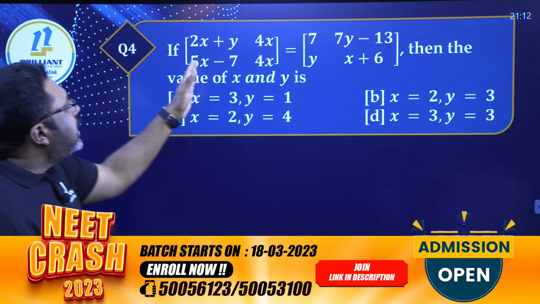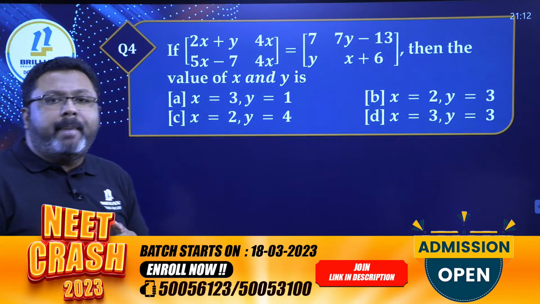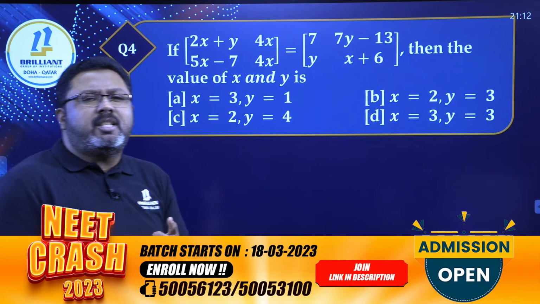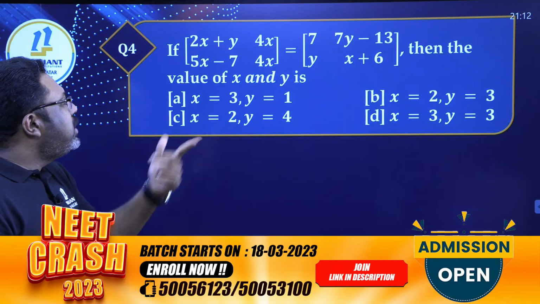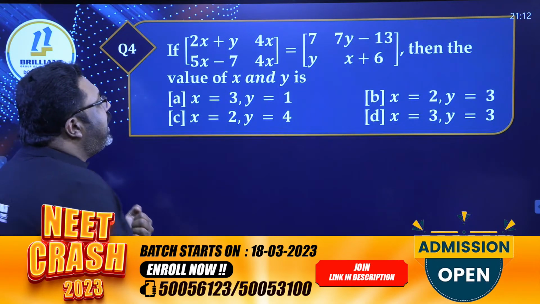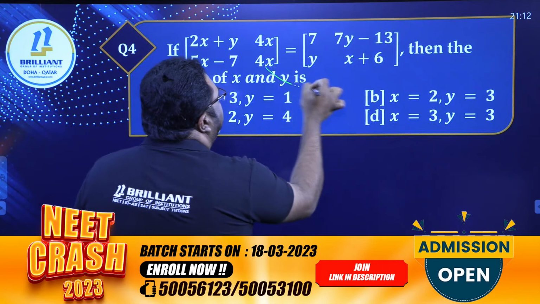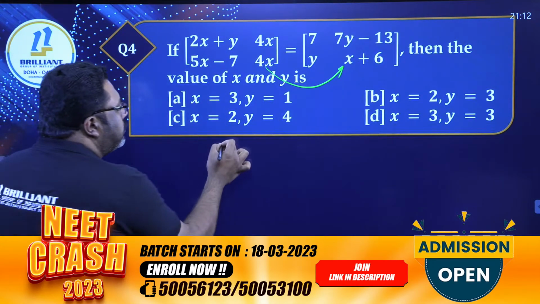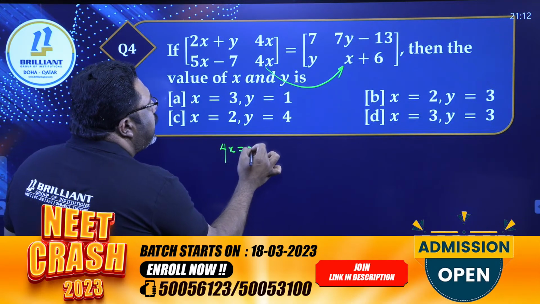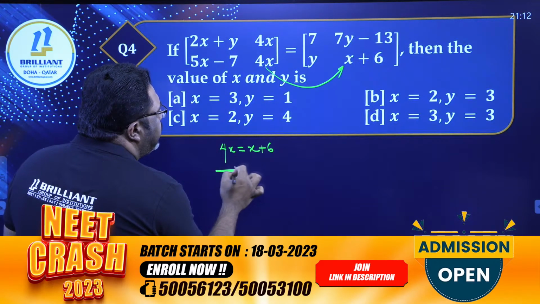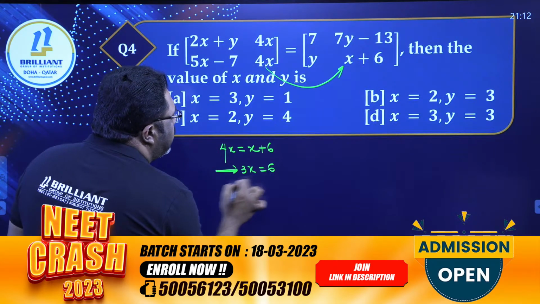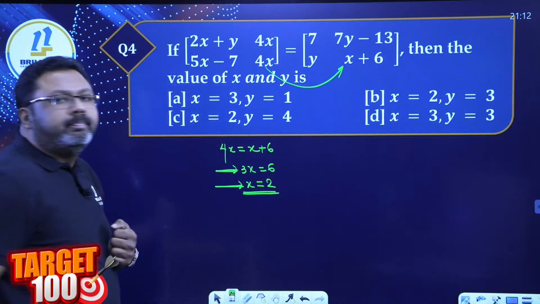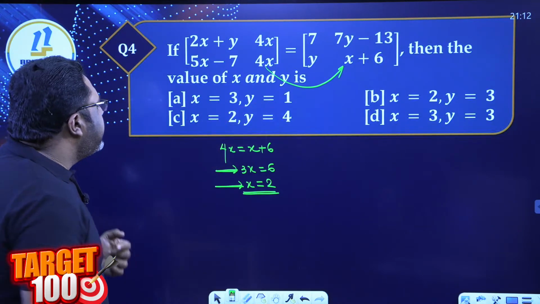Look at this. I'm saying that these two are equal matrices. Two matrices can be equal only if their corresponding elements are equal. So which two elements should be compared so that we can easily get values? Please compare these two. Please compare the last elements. Can I say 4x is equal to x plus 6, implies 3x equal to 6, implies x equals 2. The value of x is 2.